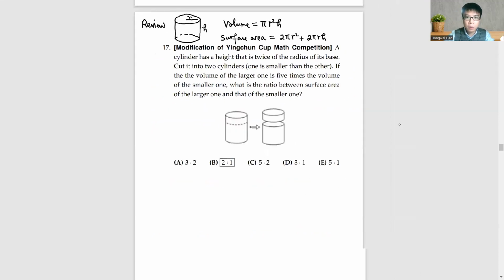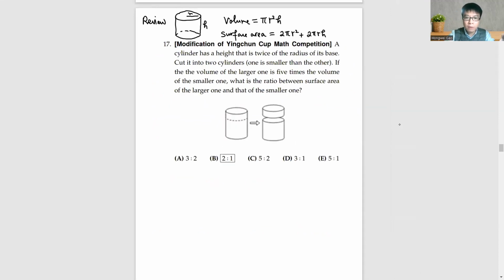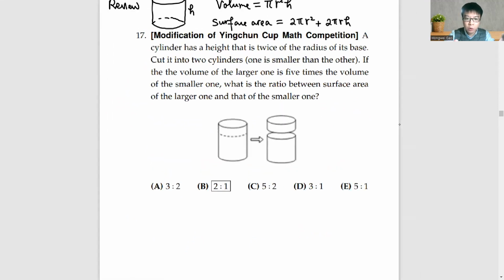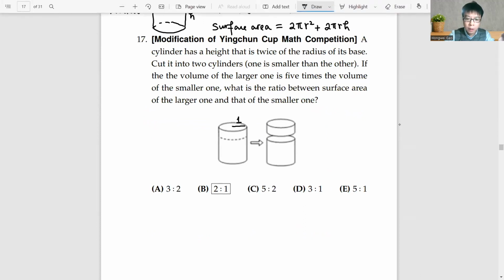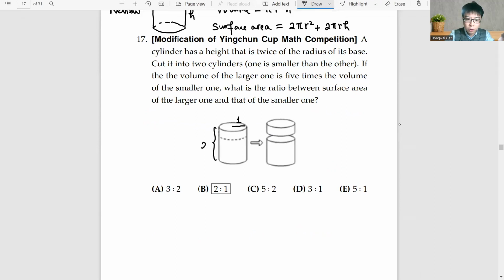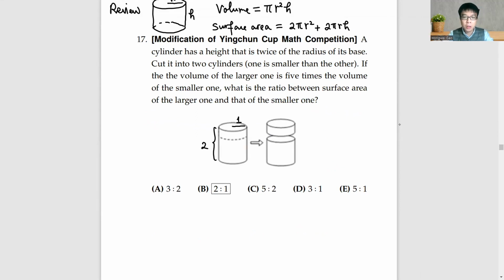Now we come to our question here. Here we have the height as twice of the radius. So here we only consider ratio, so we can just assume the radius to be 1 and the height to be 2. It doesn't change the ratio here. Now we know that we got two cylinders. The larger one has volume 5 times of the smaller one.